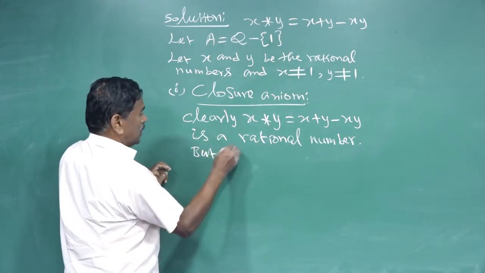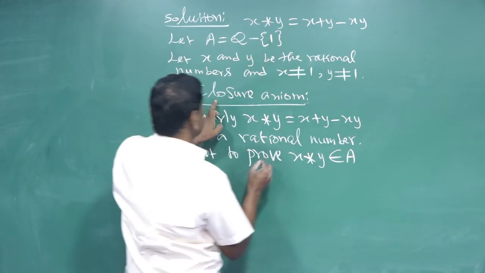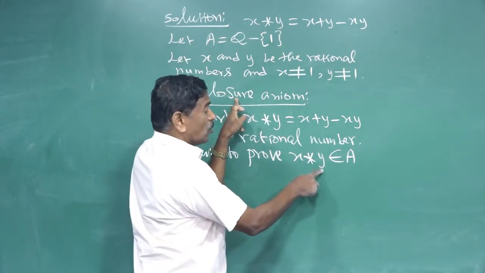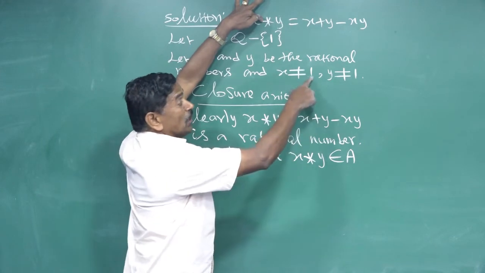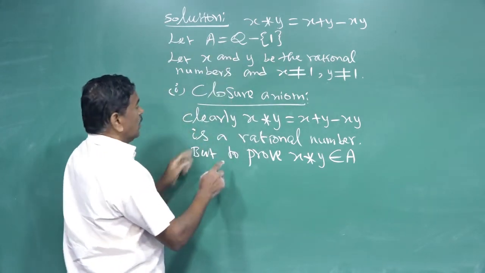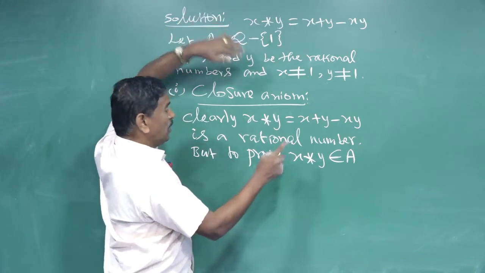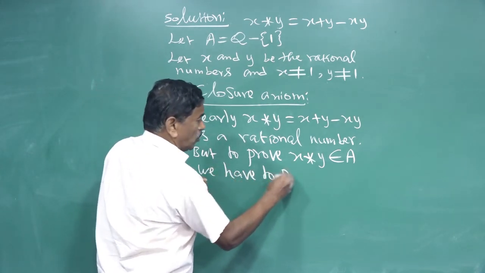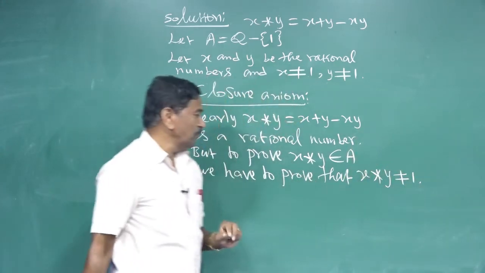Closure axiom means x star y belongs to A. So to prove the closure axiom, it is enough to prove x star y belongs to A. But for that, we have to prove that x star y is not equal to 1, because only an element which is not equal to 1 belongs to A. That is the condition. Clearly x star y equal to x plus y minus xy is a rational number, but we have to prove that x star y is not equal to 1.